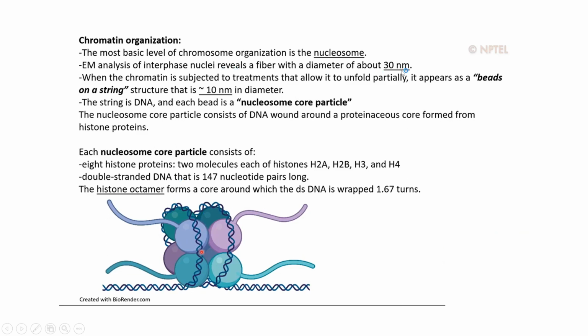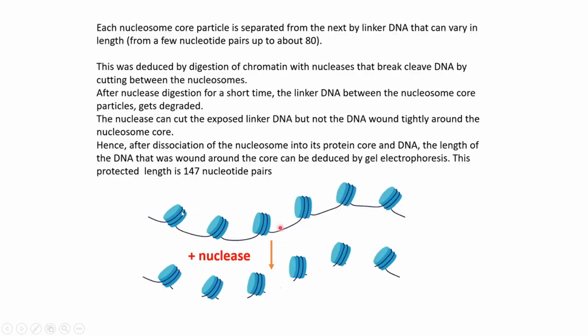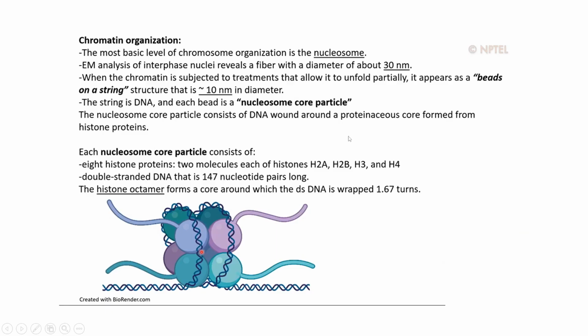of 30 nanometer approximately. And when the chromatin is subjected to treatment that allows it to unfold partially, it appears as a bead on a string that is 10 nanometer. So interphase nuclei is 30 nanometer, but when it is unfolded by certain detergents and reagents, then in that structure you can see the complete DNA wrapped around the histone. Here we will see further ahead how the complete chromatin organization is formed, but that is 10 nanometer in size. This structure here you can see.